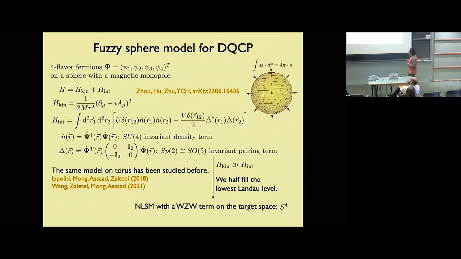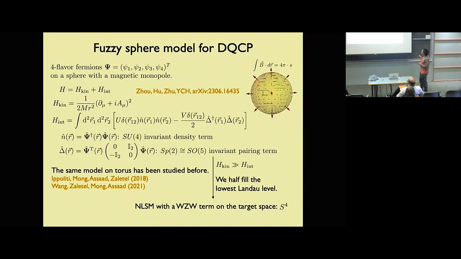The second term is a bit more complicated. We call it the pairing term, with this delta taking this form. If you are familiar with the symplectic group, you will recognize that this term is invariant under the sp2 symmetry. And sp2, or precisely sp2 quotient Z2, is isomorphic to SO5, so this pairing term is SO5 invariant, but it's not SU4 invariant. So this Hamiltonian describes an SO5 invariant system. Basically that's our Hamiltonian.